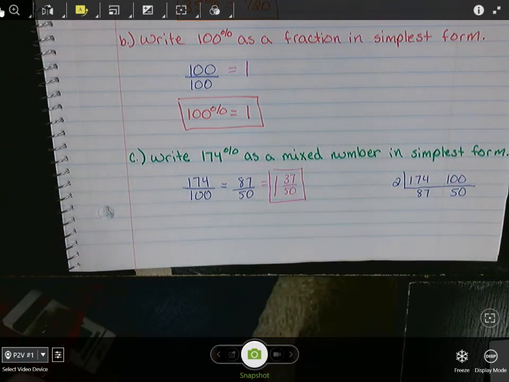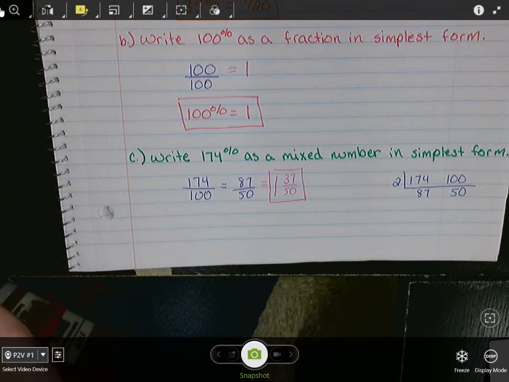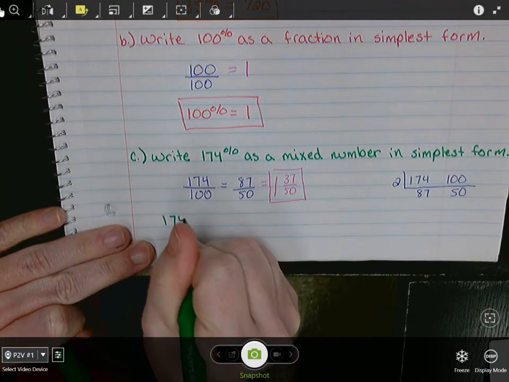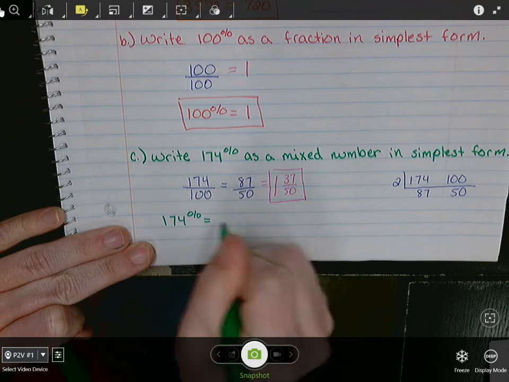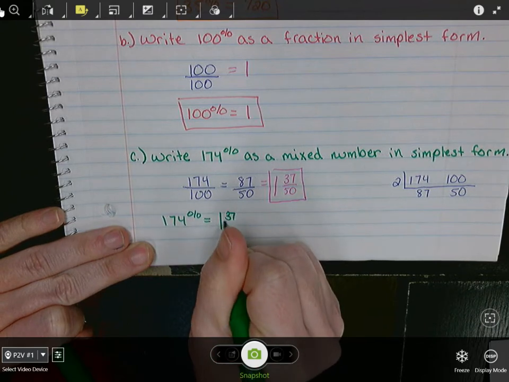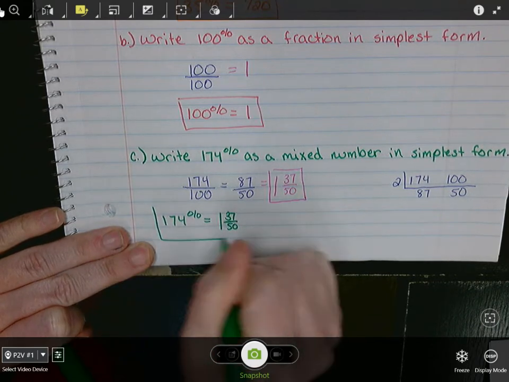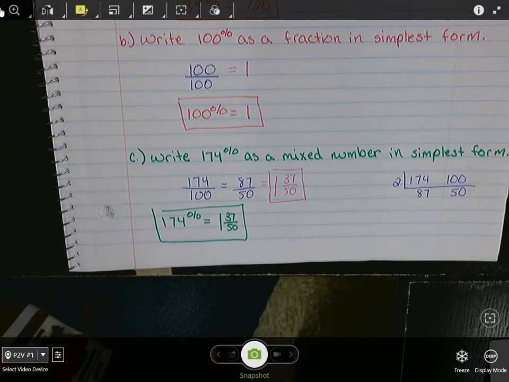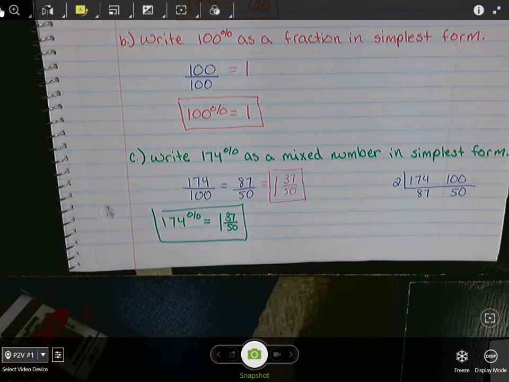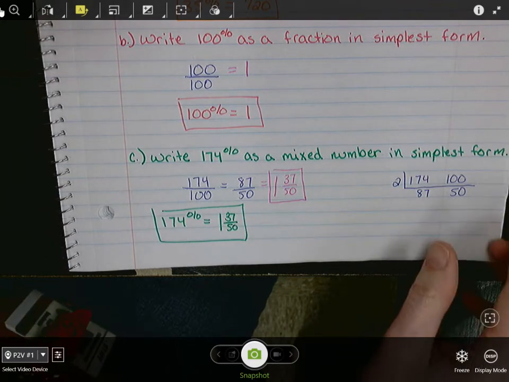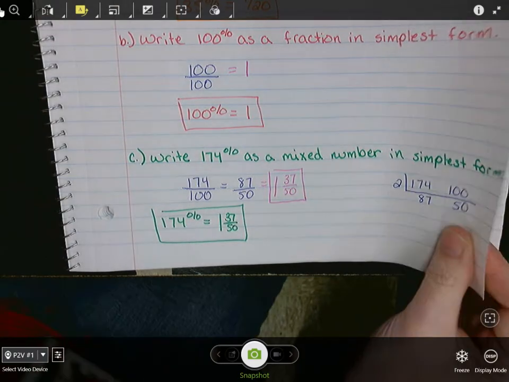Okay, so 174% is equal to 1 and 37 over 50. Okay, and that's how you change a percent to a fraction. All right, moving on.